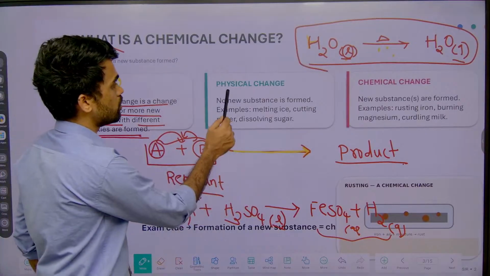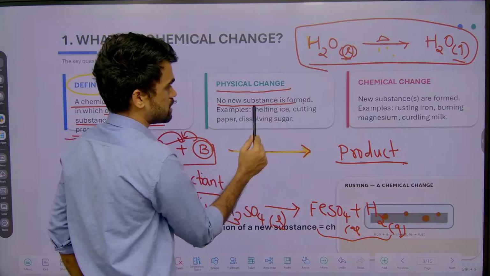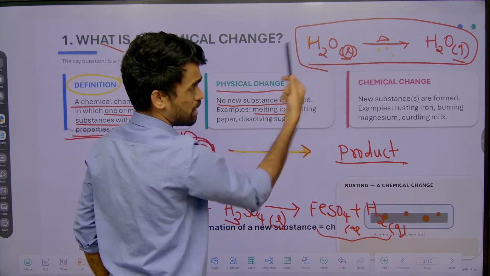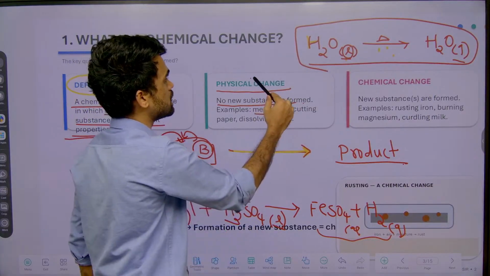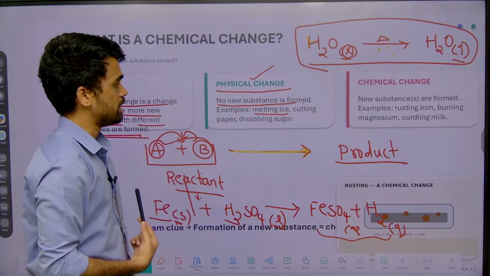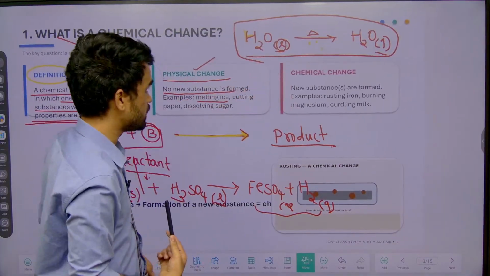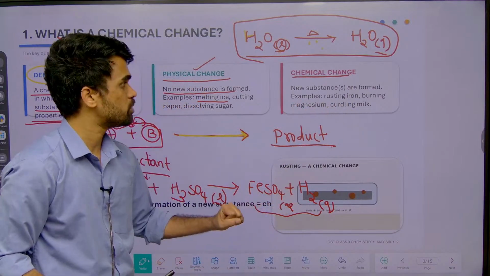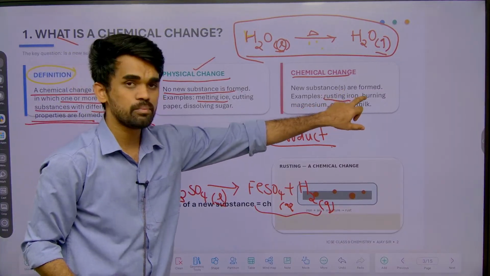Okay. Now look at the physical change also. No new substances are formed. Example, melting of ice, or boiling of water. All this comes under what? Physical changes only. Okay. Then next, you can see chemical change. One more thing here. What do we mean by chemical change? Formation of new compounds will be observed. New substances are formed. For example, rusting of iron, burning of magnesium.